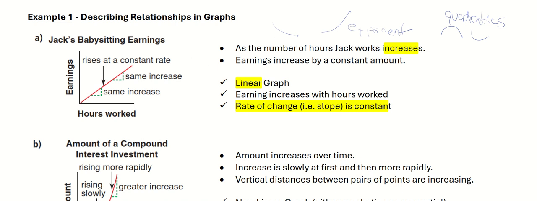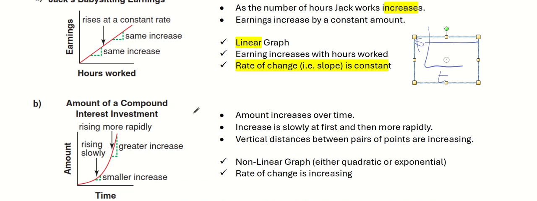If the earnings were constant, let me just get my pencil. If the earnings were constant, it would look like that. So basically, you're making no money over time. So that's what you can tell from this graph. The earnings increase with hours worked. So the more hours you work, the more money you're making. Okay, so that's for that graph.